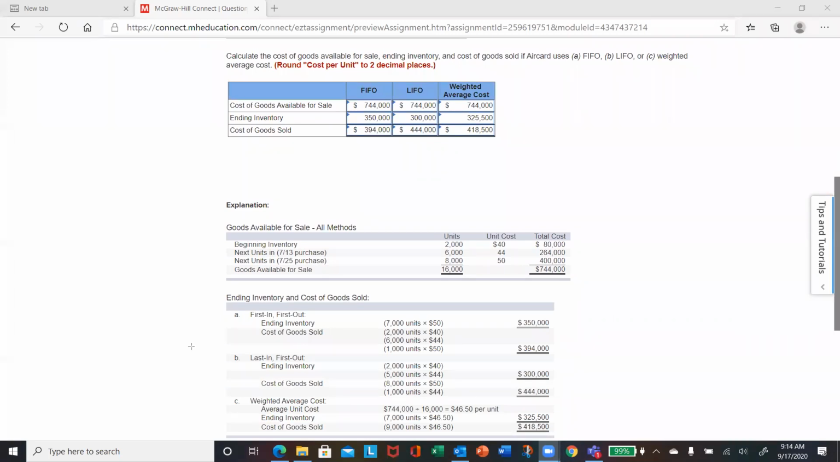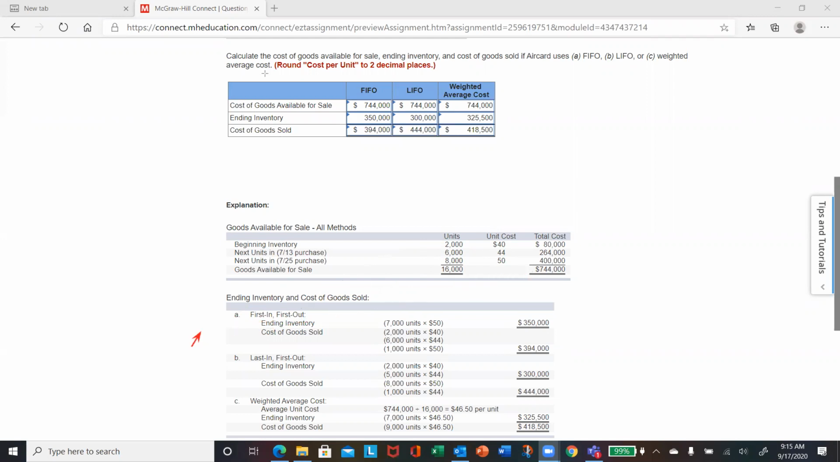You'll notice with FIFO, here's just a summary. You've got the beginning inventory, 2,000 at 40. Then you had purchases of 6 at 44, and then 8 at 50. So this is just a summary of the order that they bought their inventory. So they got 16,000 units at a total cost of 744,000.